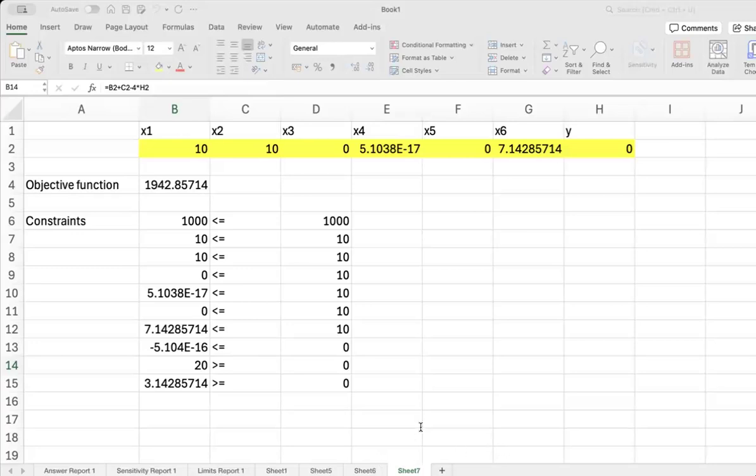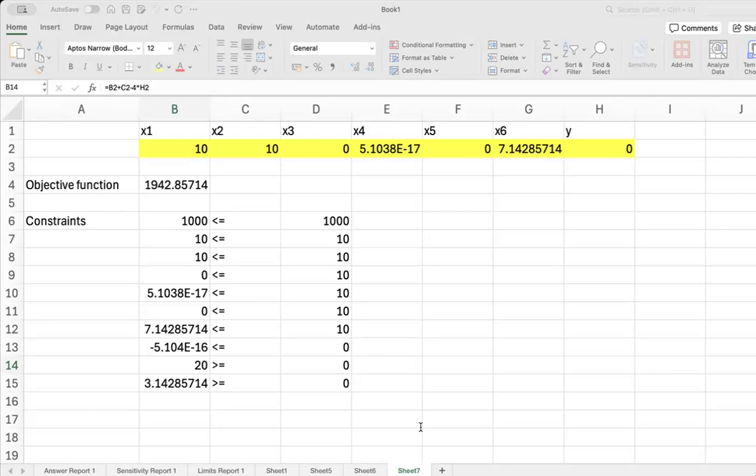Okay, so any questions? Well, the solution here should be 0, right? I don't know what happened here. x1 must be 10, x2 must be 10, x3 is 0, x4 is 0, x5 is 0, and x6 is 7, it should be, and y is 0.